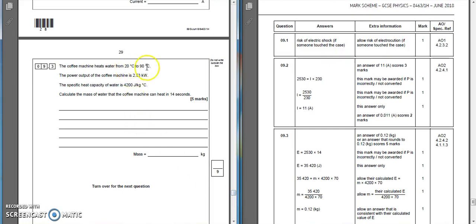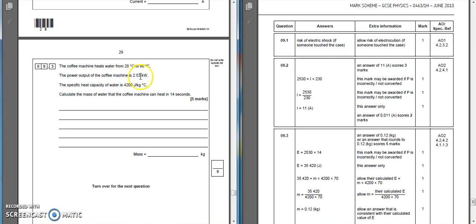As soon as we see a change in temperature and some specific heat capacity, we know we're going to be doing that the energy is the specific heat capacity times by the mass times by the change in temperature. Ooh, what am I missing from that equation? Well, the mass, of course, because I'm trying to work that out, but I've not got the energy in the question. So before I can do the specific heat part of the question, I need to find the energy.